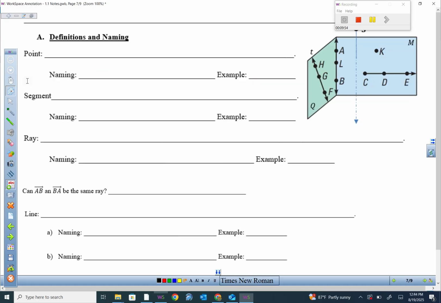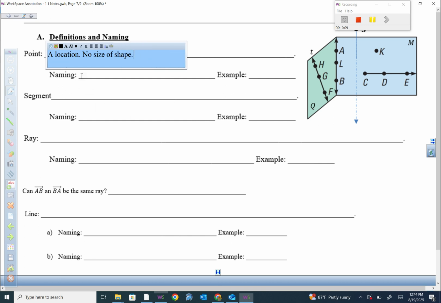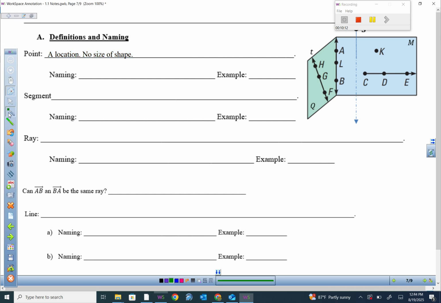All right, so let's do some definitions. Let's define some things. So a point. What is a point? A point is a location. It has no size or shape. Now, when I'm naming a point, how did we name the points earlier? We just named it with a capital letter. So let's look over here. Pick a point. All right, I'm going to put point K. That's a point. Point A is a point. Point G is a point. Okay? There's so many points on that picture to the right.